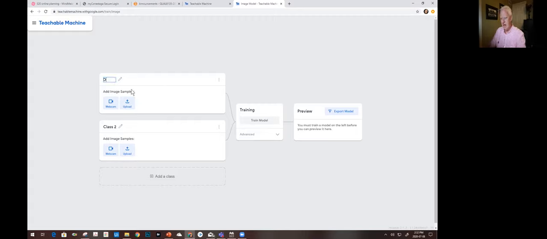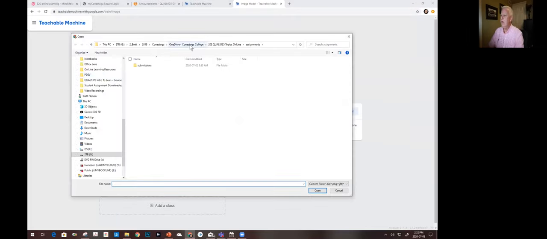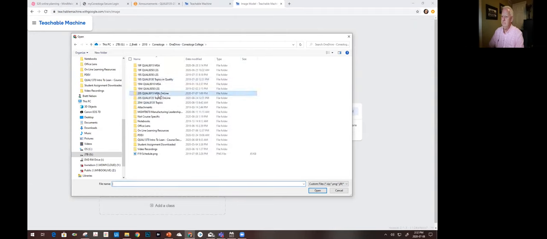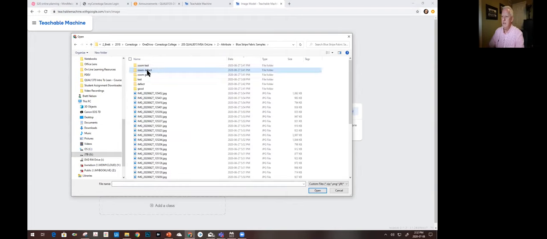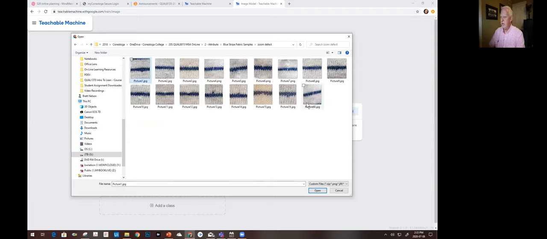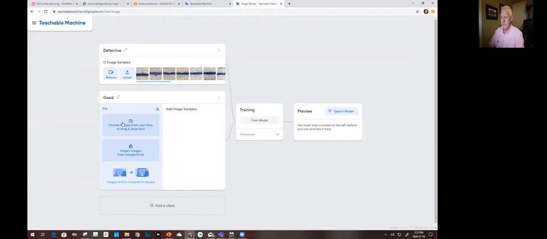So I'm going to define my first class of product as defective. And I'm going to upload from my computer. Find it. So here's my collection of defective images. So there's 17 images loaded up. Then my second class is good or defect free. Well, I'll just say good, that's fine. And upload images to that.